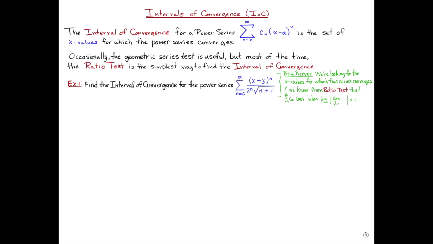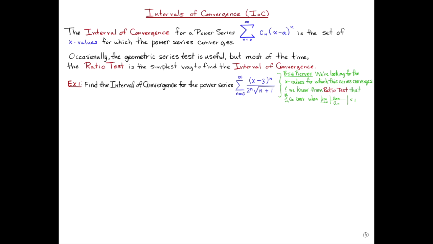The interval of convergence, which we can abbreviate as IOC for short, for a power series in standard form is the set of x values for which that power series converges. Occasionally, the geometric series test is useful, but most of the time, you're going to want to use the ratio test.